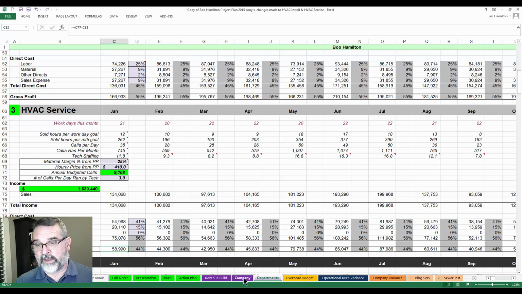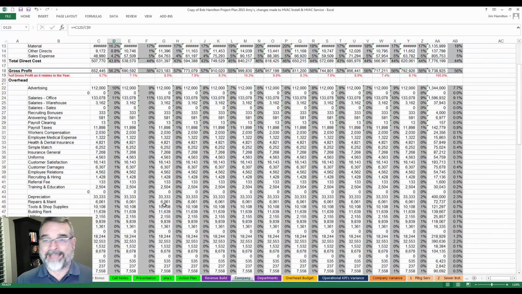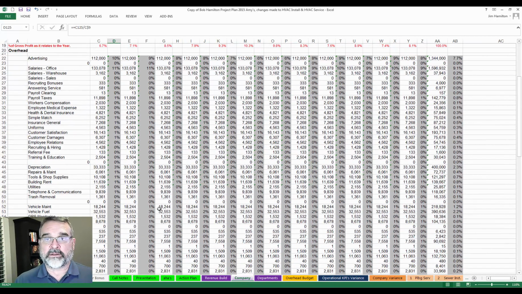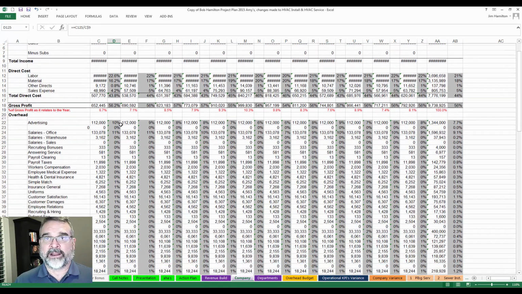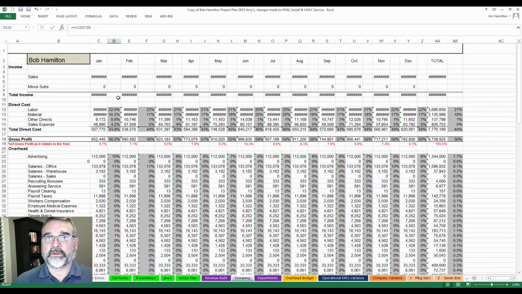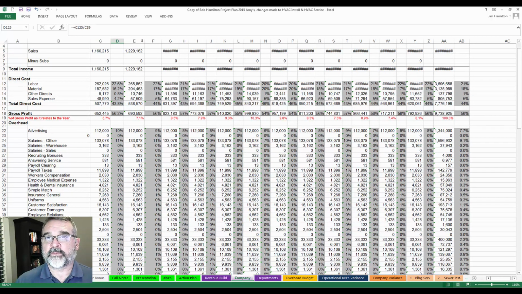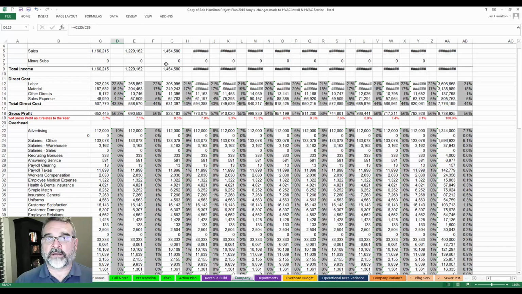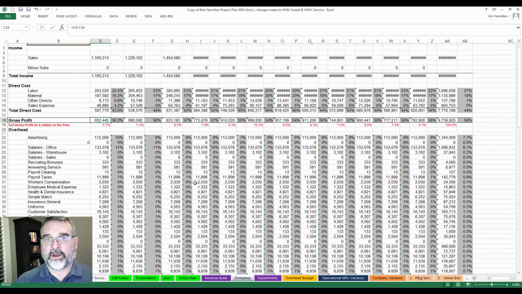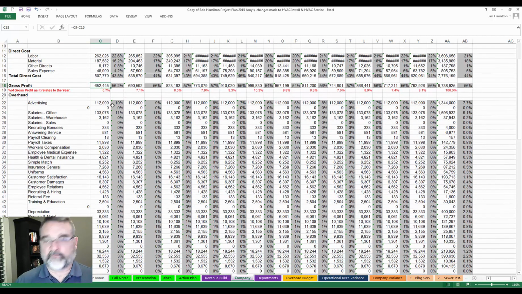And to show you how we do that, come over here to the company tab. This is all consolidated right here. Let me just stretch out a column here to show you, it's kind of scrunched up. So anyway, this company's monthly revenue is going to be this, and then here's their gross profit is going to be this.